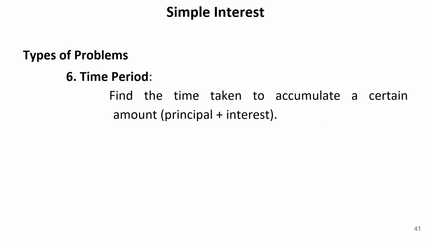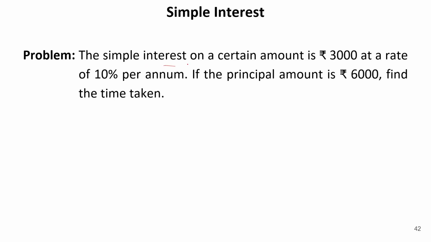So, time period. Find the time taken to accumulate a certain amount, that is principal plus interest. Simple interest on a certain amount is 3,000 rupees at a rate of 10% per annum. If the principal amount is 6,000, find the time taken.